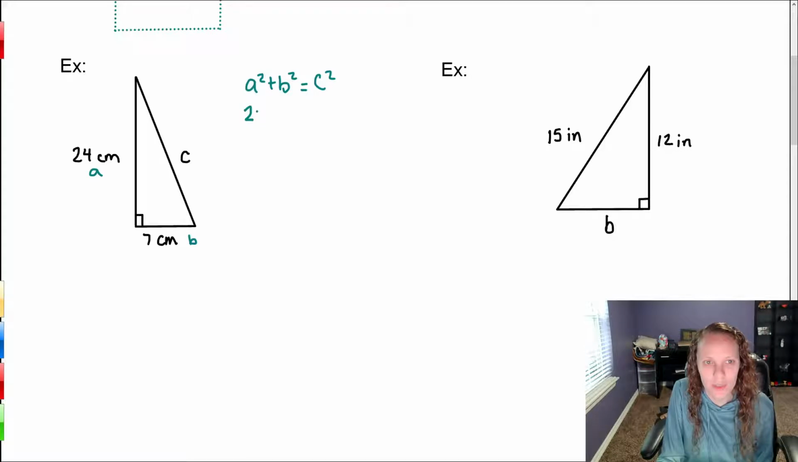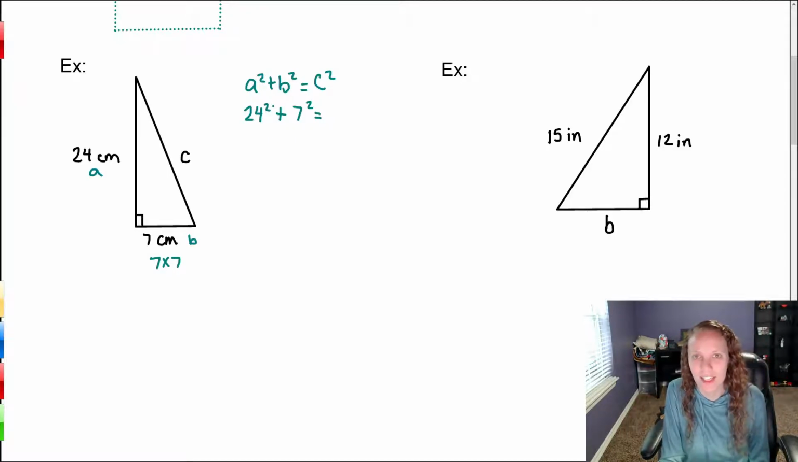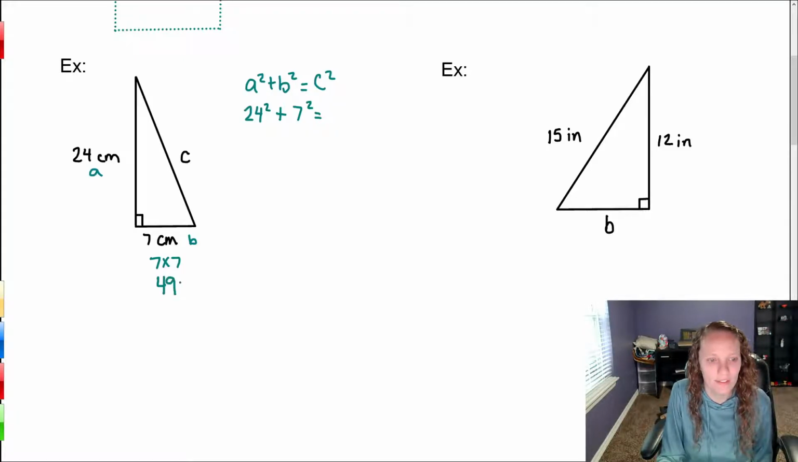We're going to have to figure out what A squared is. So we're going to have to take 24 and square it. Then we're going to add that to whatever B squared is, 7 squared. And then that's going to tell us what C squared is. So 7 squared is 7 times 7. Remember, if we raise something to the second power, it's that number times itself. 7 times 7 is 49.